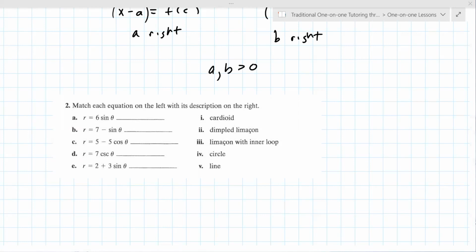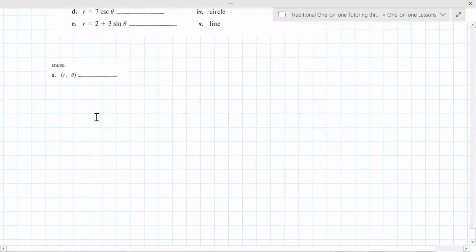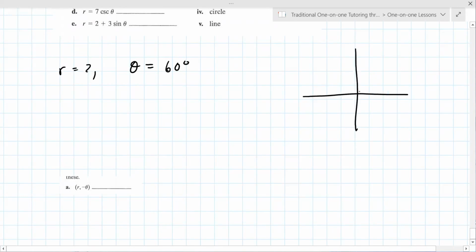I just don't really understand what it's asking. So yeah, this is where sometimes putting numbers in can help. So let's pick, let's say r is 2 and theta is 60 degrees. So that is right there. You agree with that? Yeah.